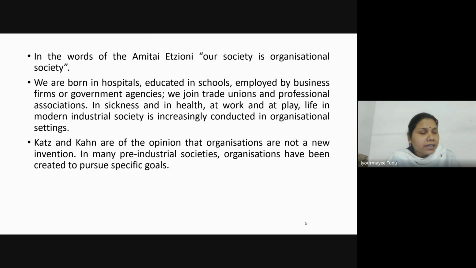So that's why organizations are essentially not new, no doubt. With the expansion of industrial society, the complexities associated with organization have expanded. But in pre-industrial societies also, organizations continued to persist, and they had specific goals. You could say that family is one form of organization which has been there since the beginning of human society.